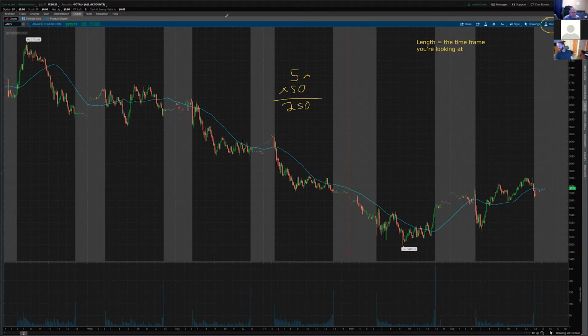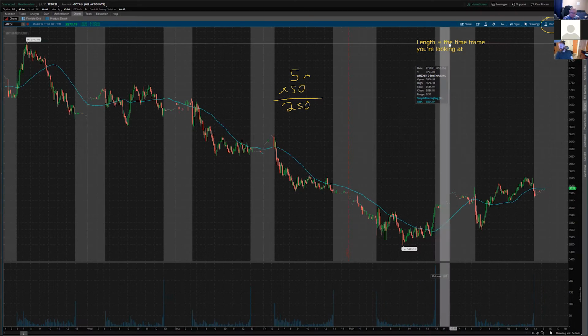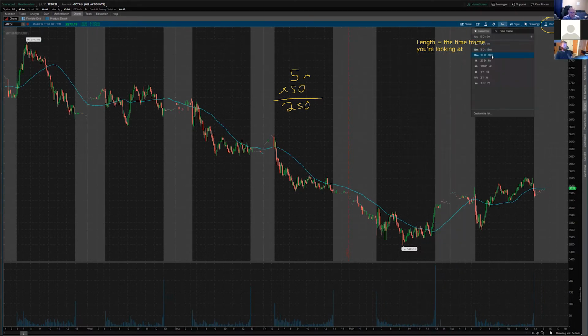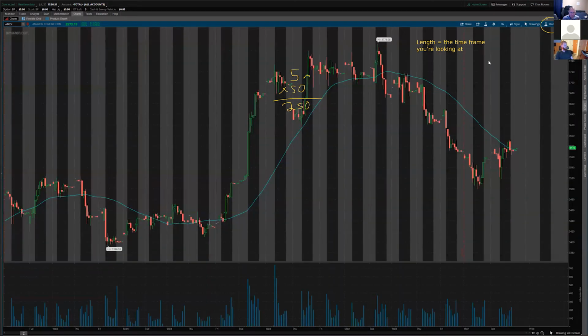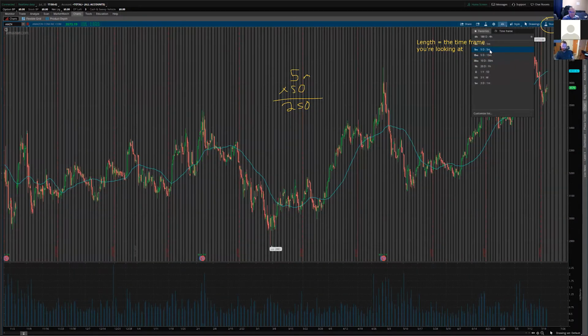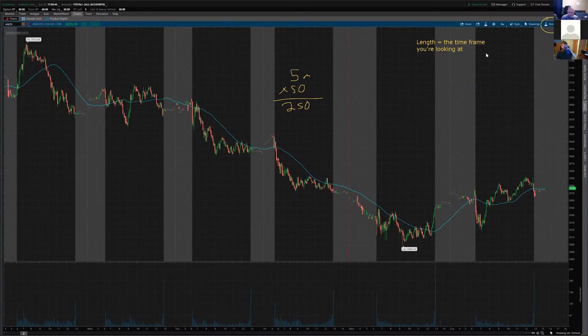So again, the length is the time frame. The larger the length, the more time, so it's going to be a smoother line. I'll point to a couple other things real quick. This is now the 1 hour. This is the 4 hour. And this is going back to the 5 minute, because that's what we want to look for when day trading.